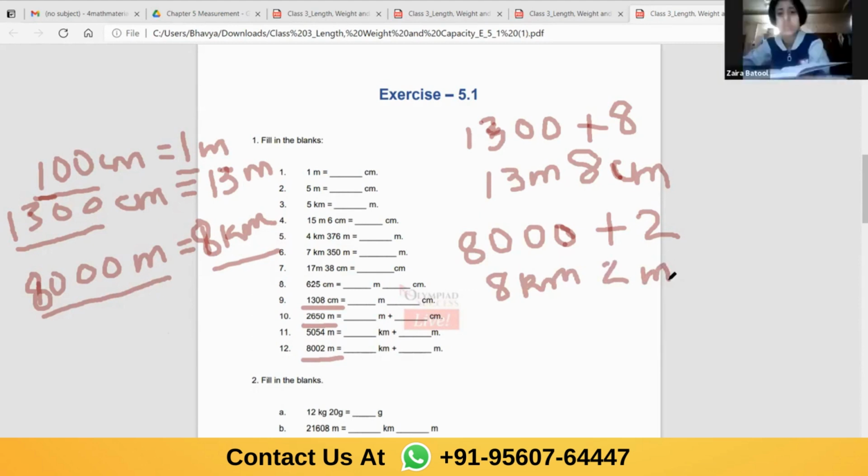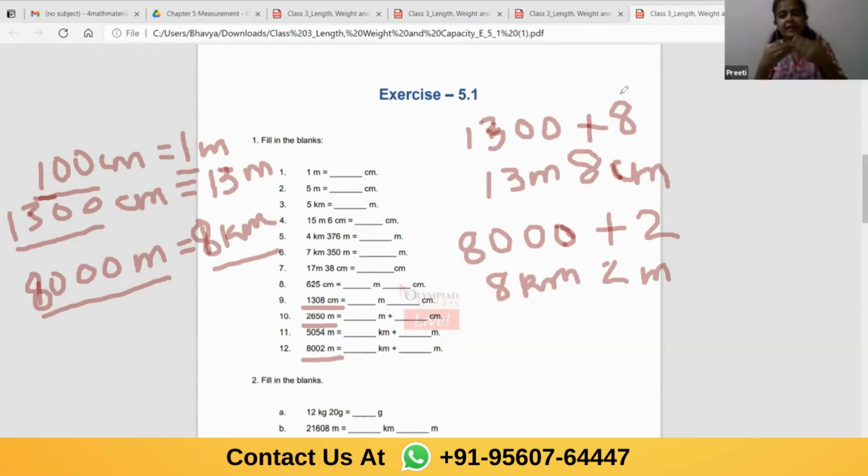Yes? Ma'am, I want to ask one more thing. Yes, go ahead. Ma'am, if we have a 2-digit number, then we will always plus the second number. We will always try that the first number that we are separating should be either a multiple of 100 or a multiple of 1,000 like that. Okay, we will always go with that.